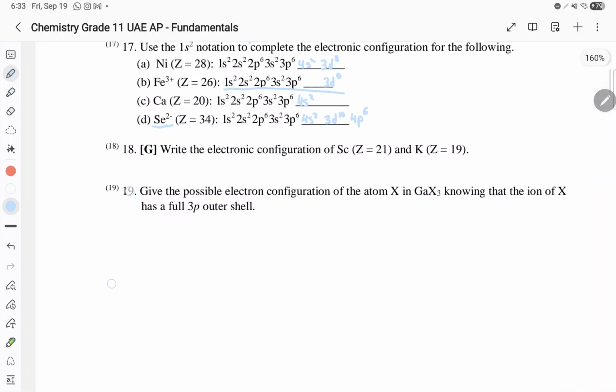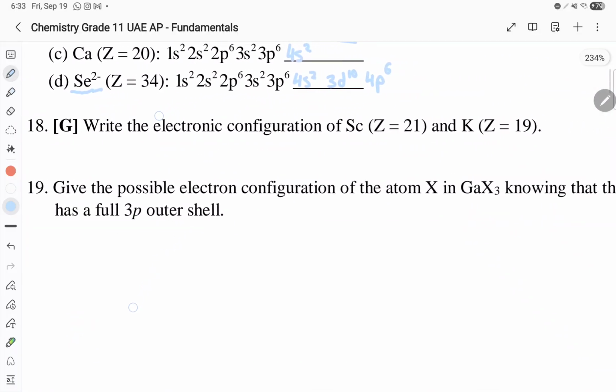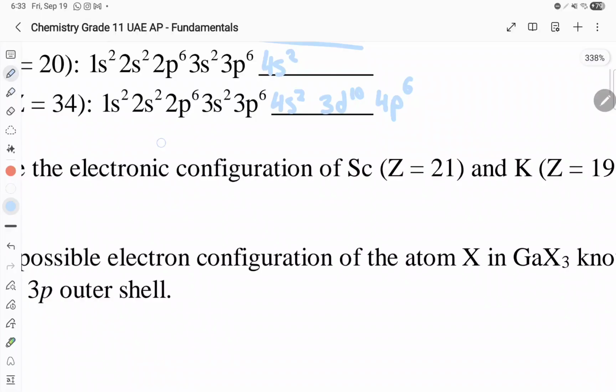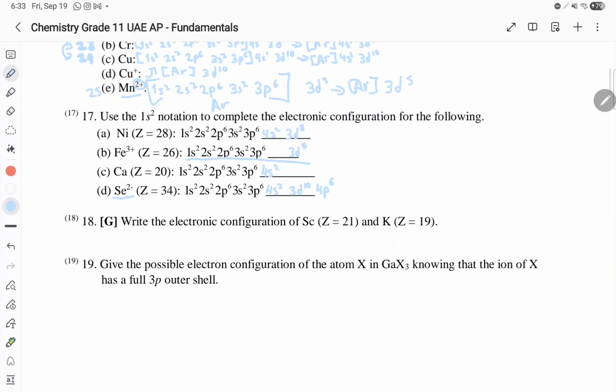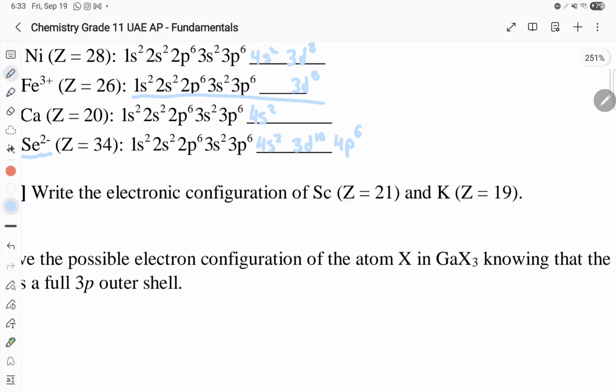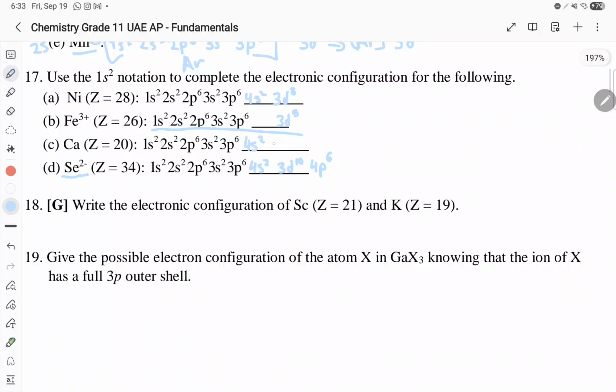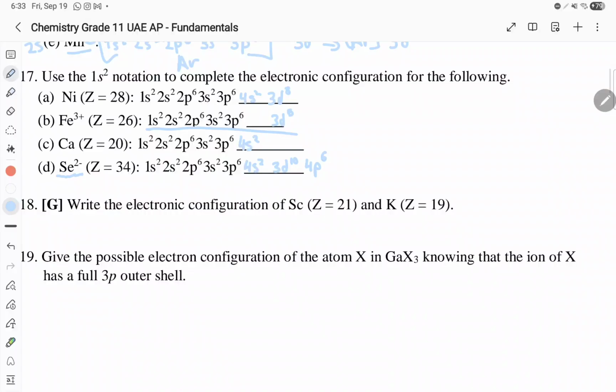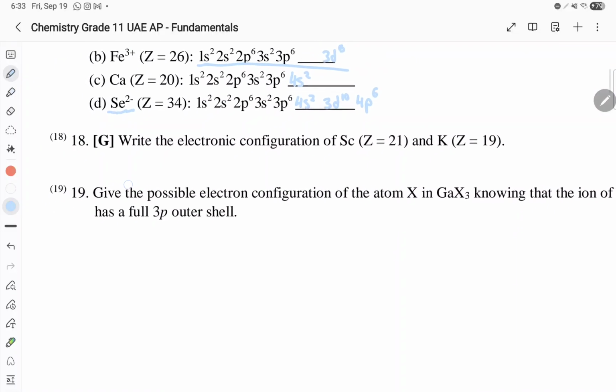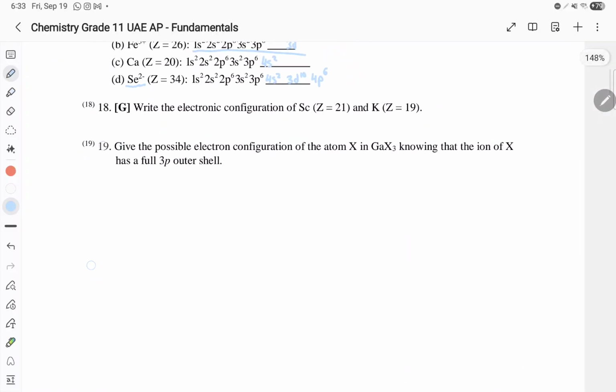Now question 18. Write the electronic configurations of Sc and K. I'm going to skip this because we did it up. It's just going to be the same as calcium with 3d1. And this is going to be like argon but with another one. We should know by now how to do it.